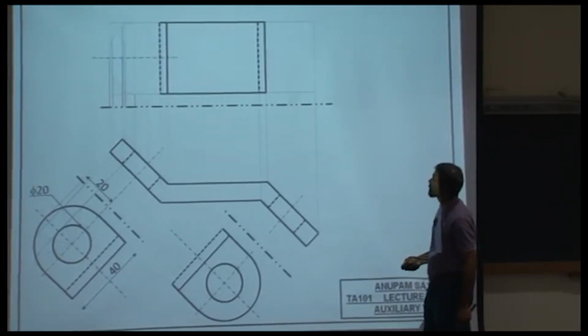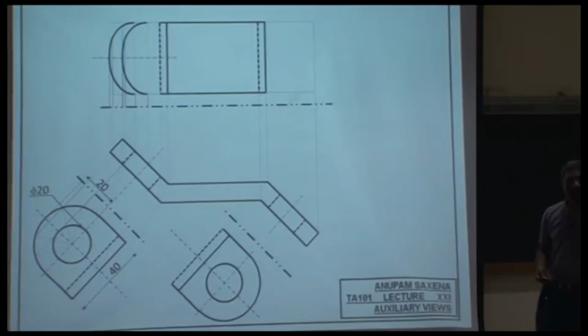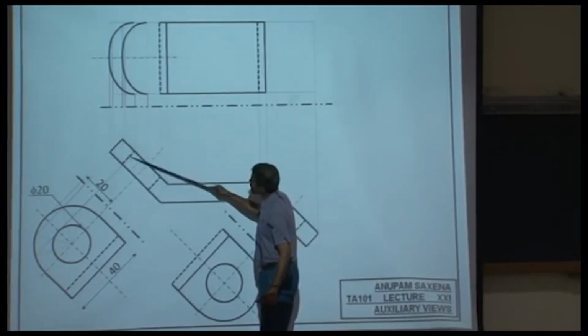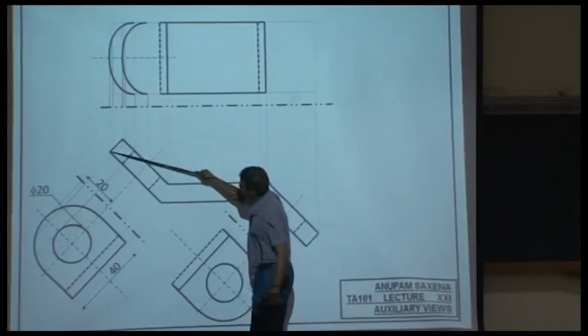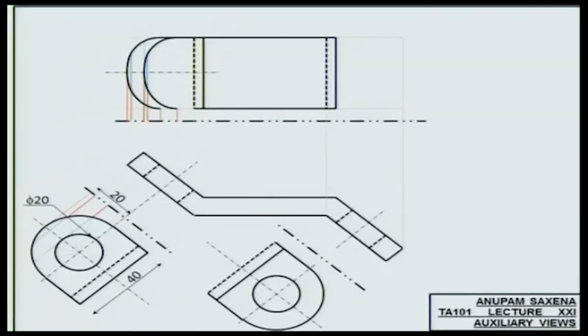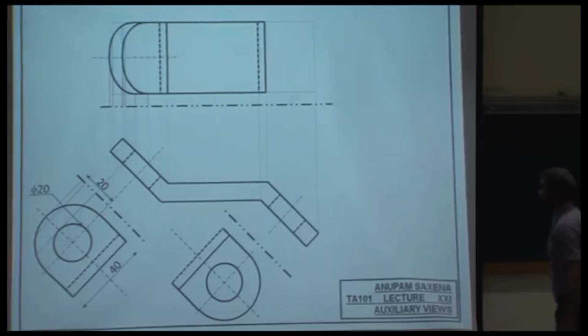Same thing for the top part of the object. The top arc is going to be visible, so it's going to be solid. The bottom arc apparently is also going to be visible. Look at this. This part is going to be visible, therefore solid. This part is also going to be visible, therefore solid. And then this edge is going to be visible. How about the circle?